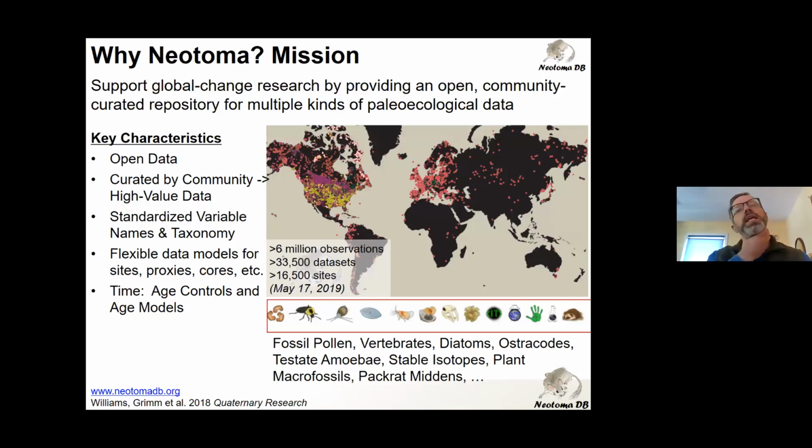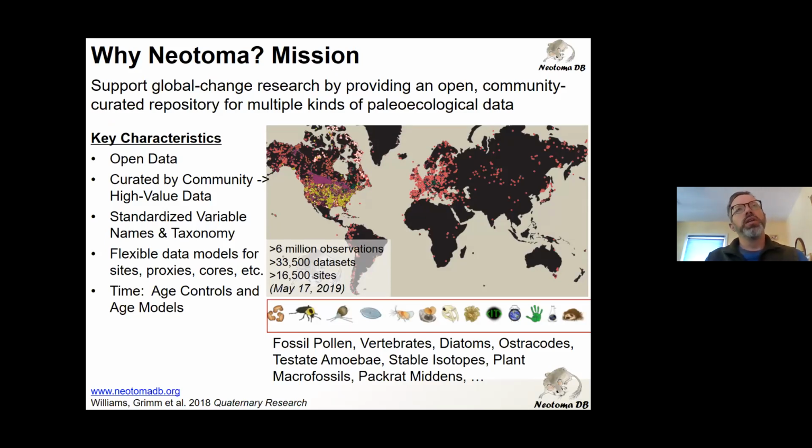So Neotoma's mission is to support global change research by providing an open, anyone can use it, high quality, community curated data resource for different kinds of paleoecological data. We add value by doing such things as making sure that our variable names are standardized. So we have a defined dictionary of variable names. If somebody misspells a taxon name somewhere, we clean that as we go. We correct common errors like that that can really hinder larger scale data syntheses.